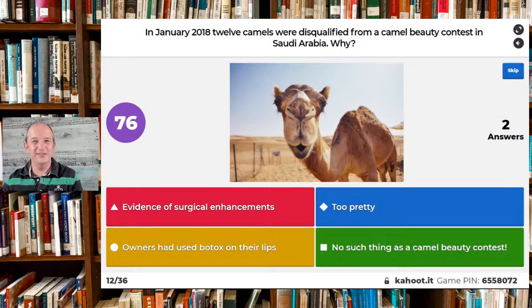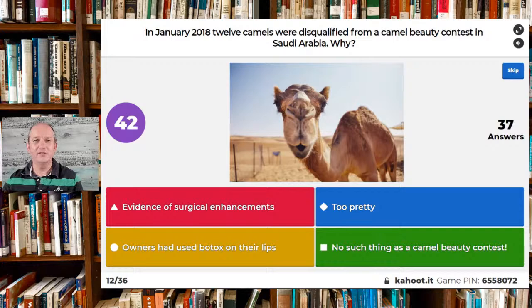Look at that camel in the picture. Ah, fake eyelashes, Leona, that would have been a brilliant answer, but it wasn't the one. It was one of these is the correct answer. Was it because there were surgical enhancements? Was it because they were just too pretty? The owners used Botox on their lips? Or actually, am I lying to you? Is there no such thing as a camel beauty contest? Why were 12 camels disqualified in January 2018?